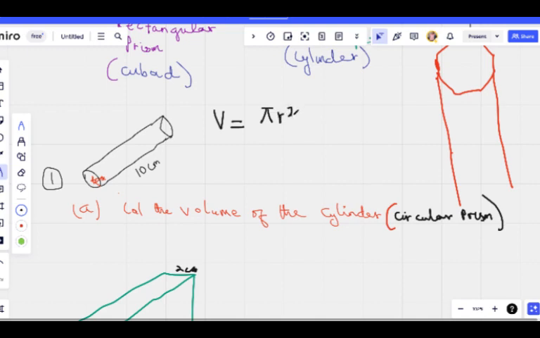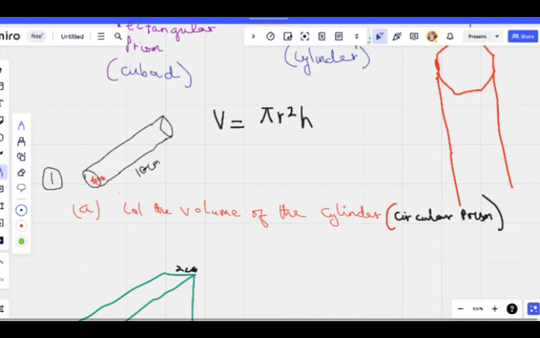We all know this. The area of this circular part is pi r square. Area times length is the volume. When you say A times L or times H, whatever you want to call it, if it's vertical, you can call it H. So pi r square H or pi r square L is the volume, okay? This is the height, and this is the radius. The 4 centimeter is the radius.